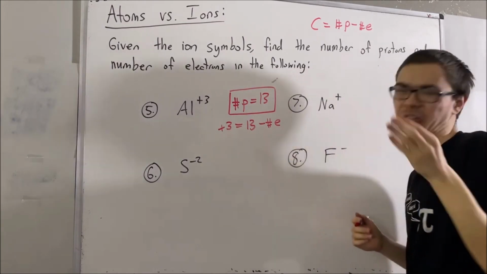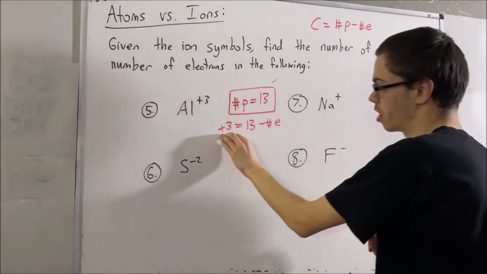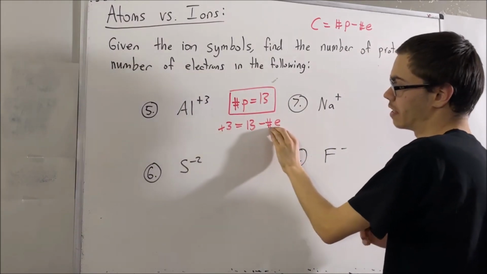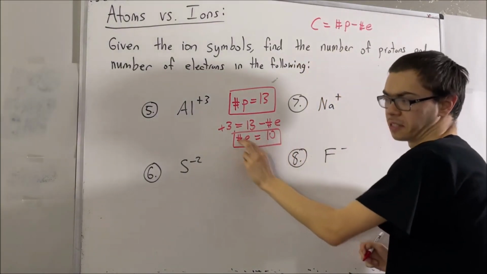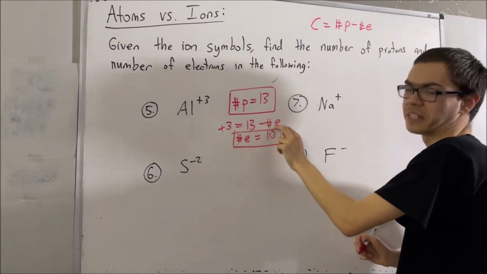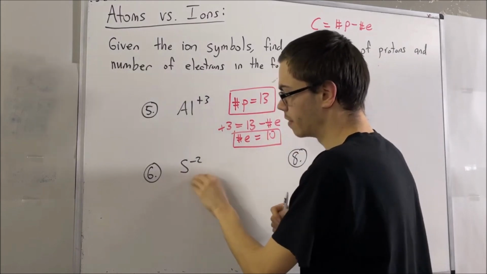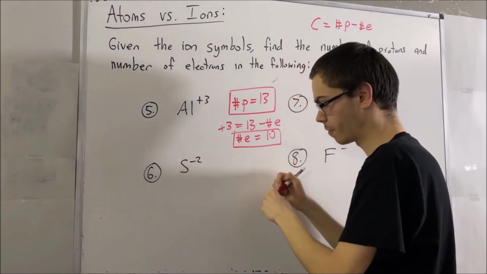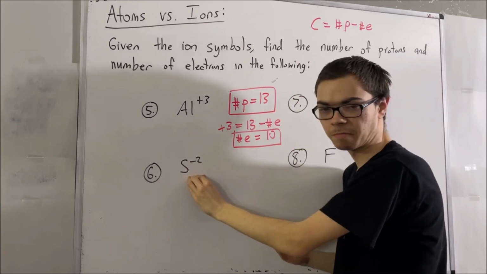And I'll let you guys do that. That was good. So if you solve for the number of electrons, you get that the number of electrons is equal to 10. And that makes sense because 3 is equal to 13 minus 10. And so yeah, okay, now question 6. This is our ion symbol. So we want the number of protons and the number of electrons.